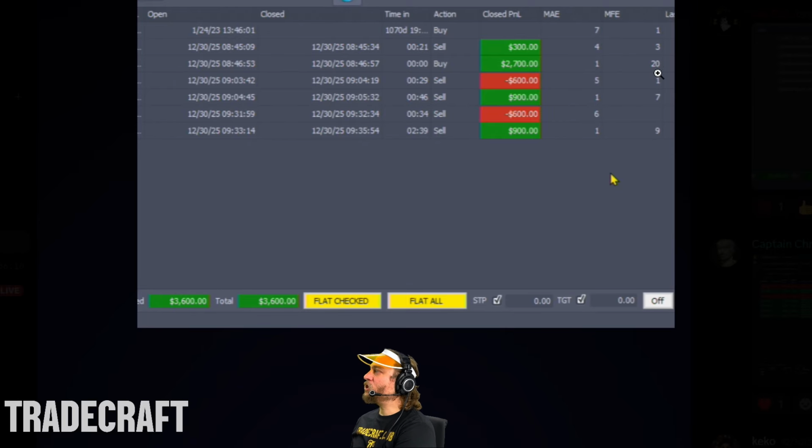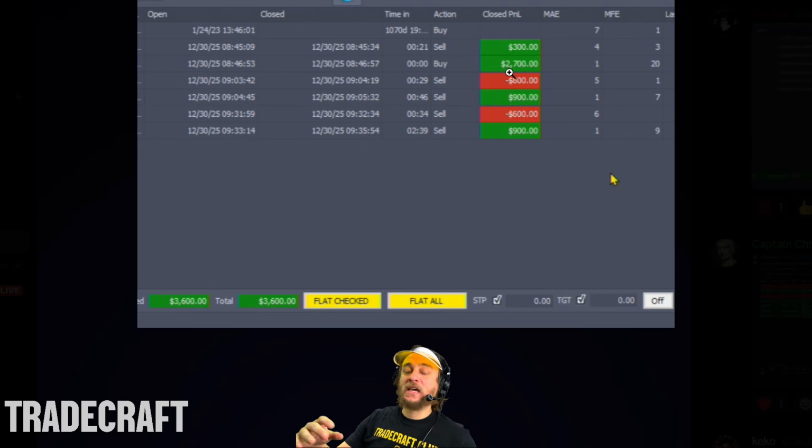We can see this trade went 20 ticks in my favor. Now, the closed P&L, I ended up taking the profits at 18 ticks. So the trade went in my favor 20 ticks, came back 2, and then I closed the position. So this specific statistic is telling me that I left 2 ticks of profit on the table.